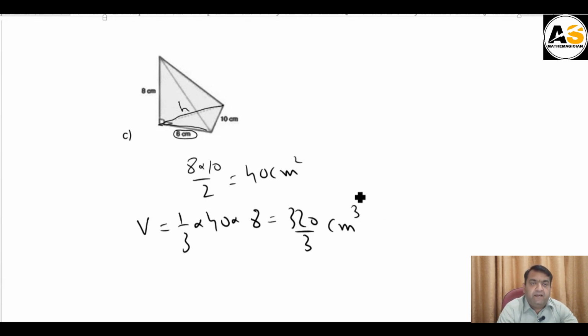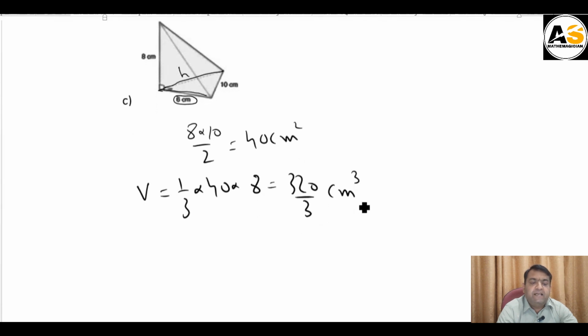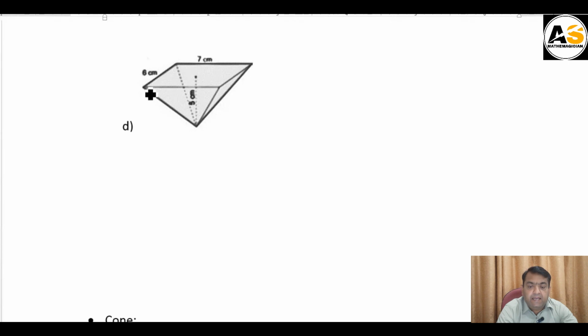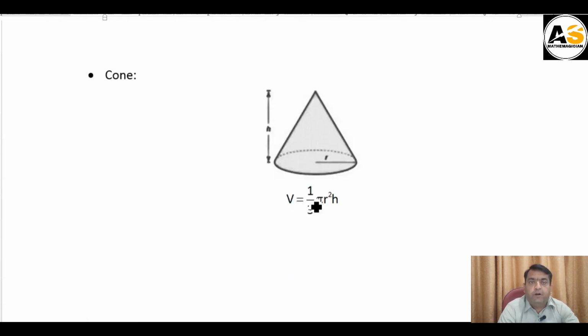Volume of a pyramid is 1 by 3 base area multiplied by height. Again, this is a base. Its area is 6 multiplied by 7, 42 centimeter square. Base area into height, volume will be 1 by 3 into 42 into this height, which is 8. Simplify it by yourself.